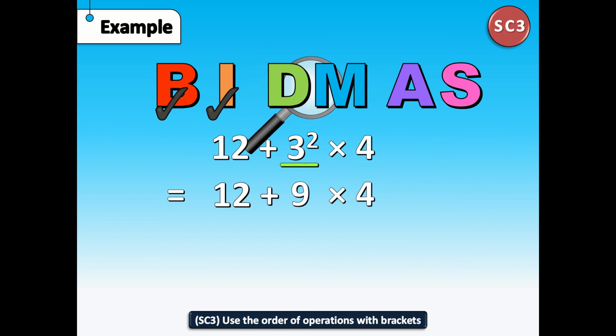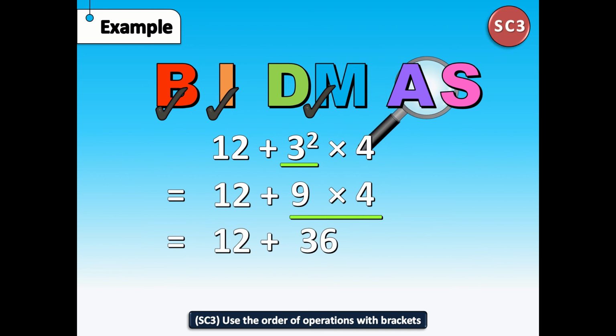Then we do the division and multiplication, and there's multiplication, so we do that. 9 times 4 is 36, and then bring everything else down. And then we can do the addition and subtraction. So there's addition, and 12 plus 36 is 48. So the answer is 48.